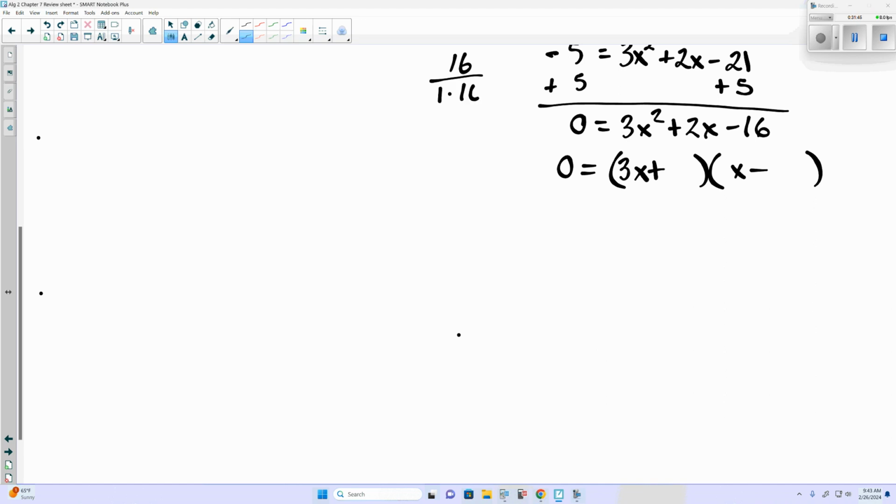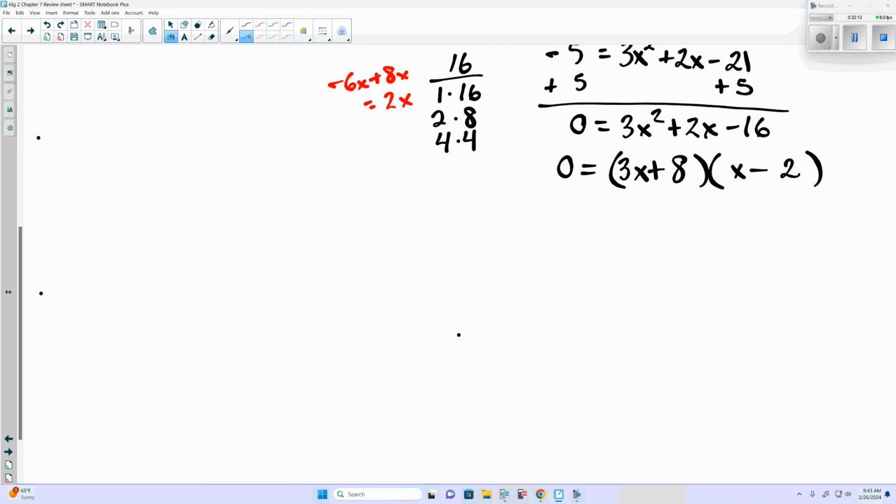Factors of 16: 1 and 16, 2 and 8, 4 and 4. As much as I want to do 4 and 4, it's going to be 2 and 8. Because if we check this here, 3x times negative 2 is negative 6x. 8 times x is plus 8x, giving us 2x.